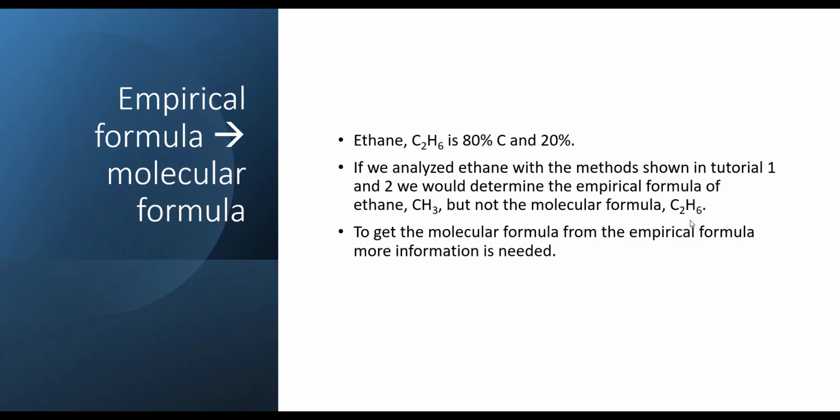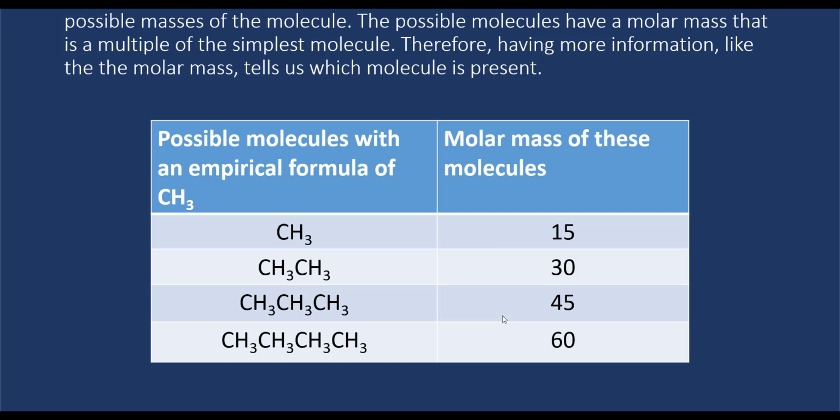The answer is that the analysis we've done so far with combustion analysis won't get you to the actual formula C2H6. You have to have more information to get there, and the information you need is the molar mass. Let's see if this makes sense by looking at this set of molecules. Here's a molecule drawn out without the typical way we write them. This is CH3. This would be C2H6, C3H9, etc.